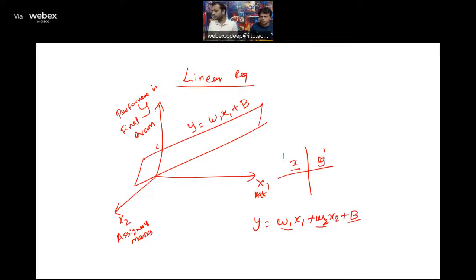There's something else where instead of predicting only one y, that is the mark, I want to predict multiple things, the mark plus something else about the student. If I have y1 and y2, that is called multivariate.